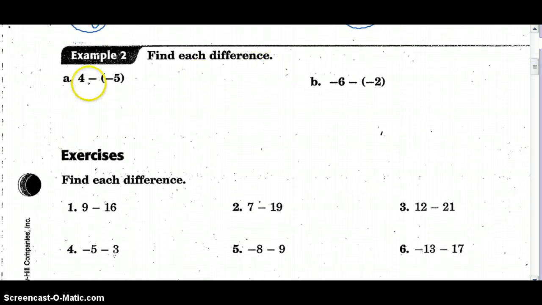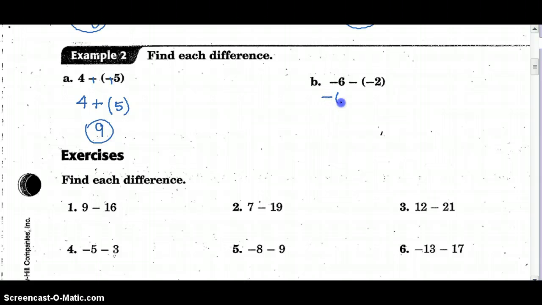Find the difference. 4 minus negative 5. So the additive inverse of negative 5 is positive 5. So we're going to add the additive inverse, which is 5. In other words, two negatives here make a positive. But we're adding the additive inverse of negative 5. So we end up with positive 9 as our answer.